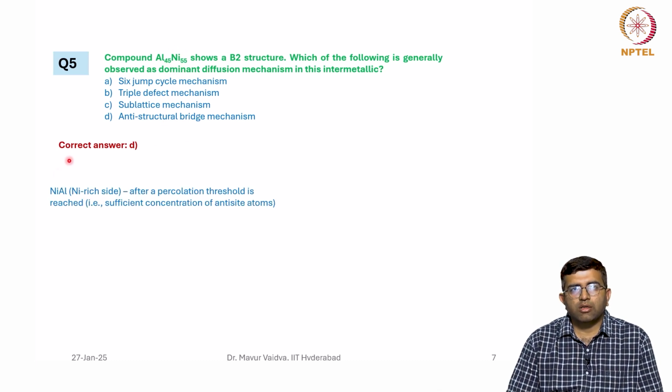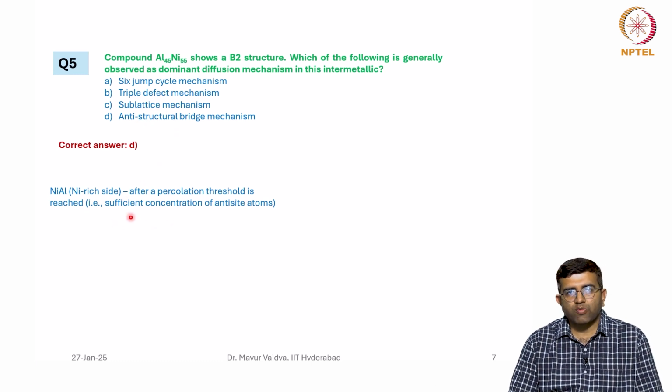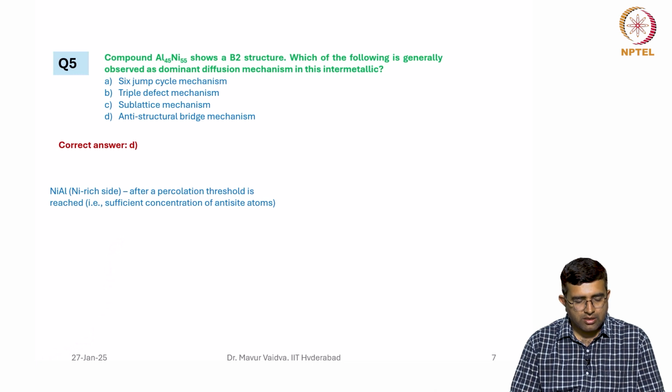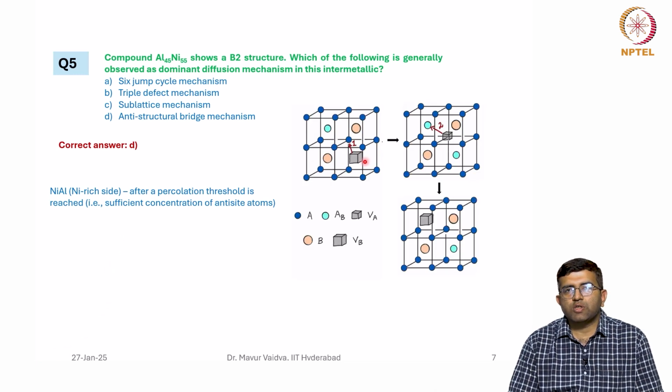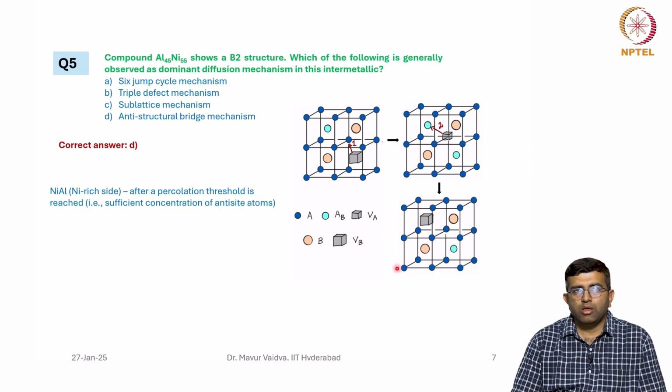But we also have to remember that this happens after a percolation threshold is reached, that is, a sufficient concentration of the anti-site atoms. So, this is again illustrated for your reference. Here the vacancy makes its first jump with this A atom, exchanging position with it so that the anti-site atom is created. Then the vacancy exchanges its position with this anti-site atom, and then such a configuration is observed. So, you need a certain anti-site concentration for this mechanism to be observed.